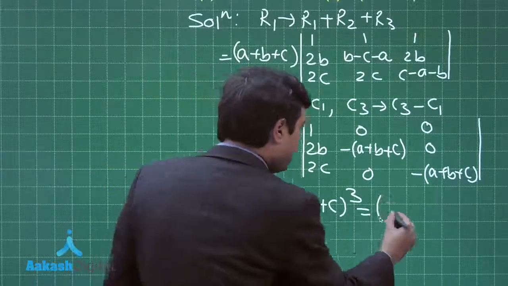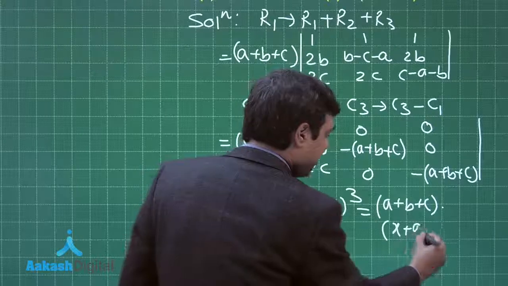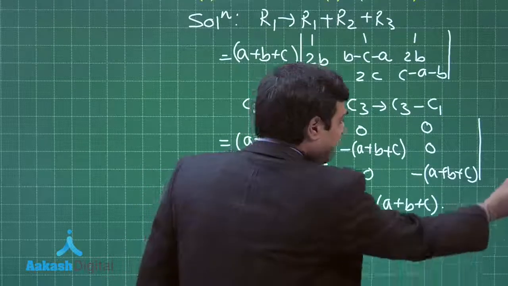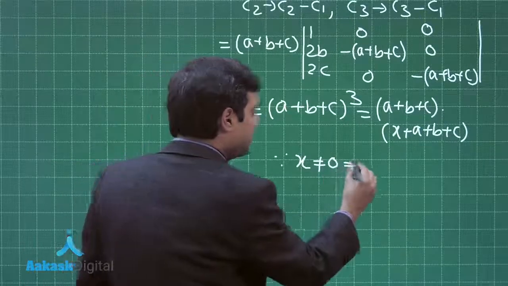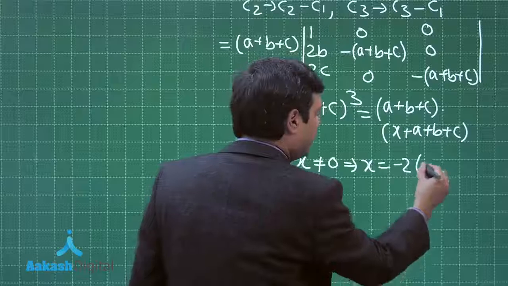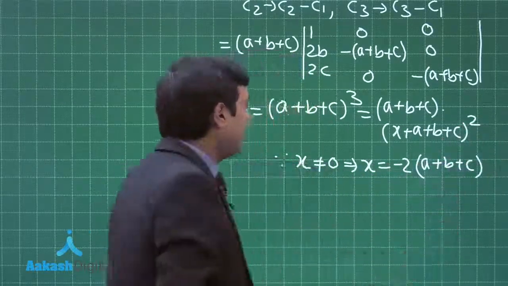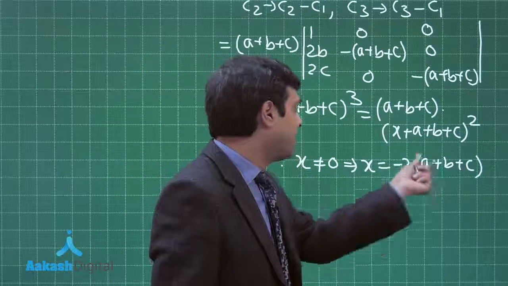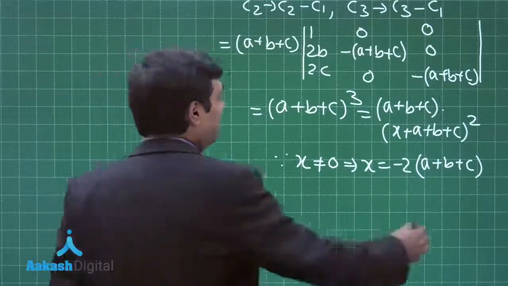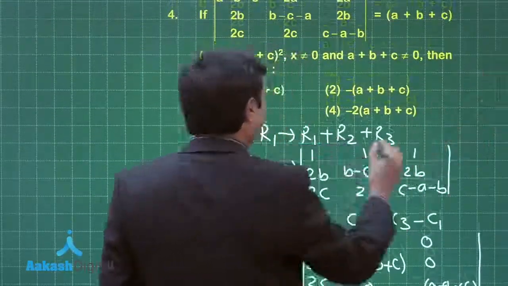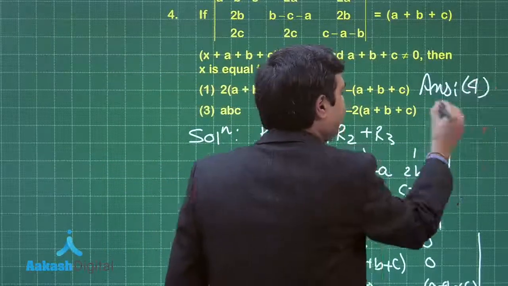Now, this is given to me (a plus b plus c) multiplied with (x plus a plus b plus c) whole square. X is non-zero also mentioned. Since x is non-zero, that means x should be negative of 2 times (a plus b plus c). So that you can see this was whole square here. So that when you put this value here, you can see it becomes minus of (a plus b plus c) whole square, making it positive. So the result is simply fourth option from the given options. Let's mark and mention as the correct answer.